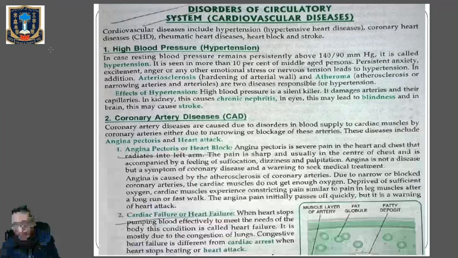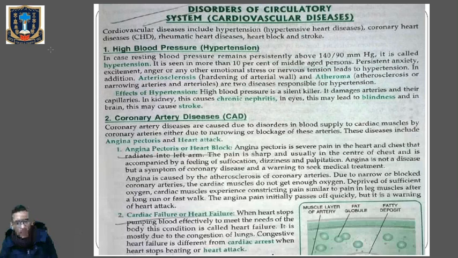Okay, and we have two diseases under this one: angina pectoris or the heart block, and the cardiac failure or the heart failure. So angina pectoris means a severe pain in the heart and the chest that radiates to the left arm. Okay, so angina is mainly caused by atherosclerosis, by narrowing of the artery and the arterioles. Due to the narrowed or blocked coronary artery, the cardiac muscles will not get enough oxygen, and deprived of oxygen, cardiac muscles experience constricting pain similar to the pain in leg muscles after a long run or fast walk. Okay, and this angina pain initially passes off quickly, but it is a warning of heart attack.